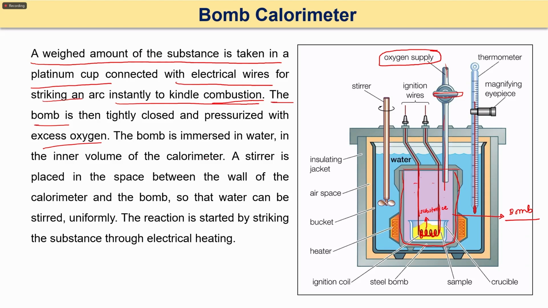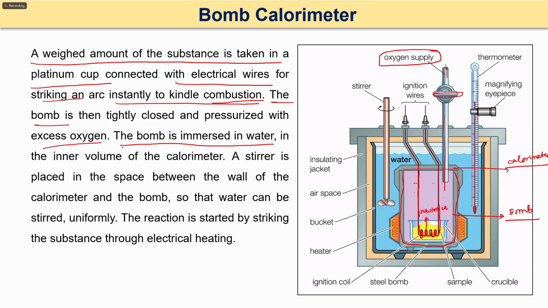Now this bomb is immersed in water. This is your bomb, and we will immerse this in water. We know the heat capacity of water. So if we know the heat capacity of water and the heat capacity of this calorimeter, the whole setup, then we can easily calculate the delta U.